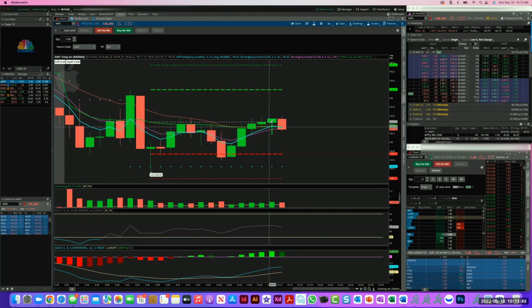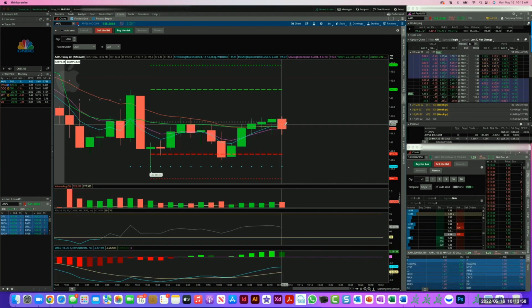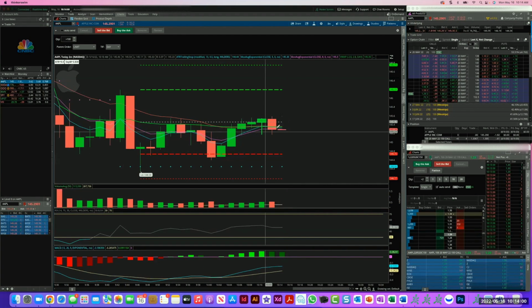We'd also use the 20-day EMA as a decision point as well. So we've got this hammer here at the top of the move. So this is not unexpected. We do want the support to hold.